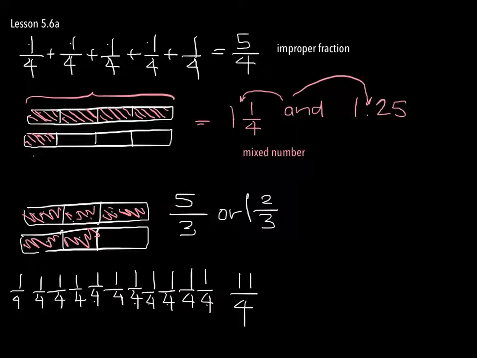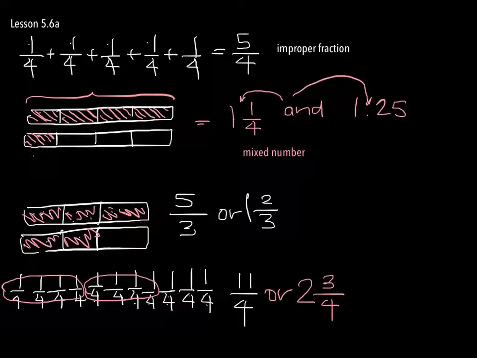Now, what is that as a mixed number? What we're going to do is start sectioning them off in groups of 4. So that's 1. That's 2. And now I only have 1, 2, 3. So I have 2 wholes and 3 fourths.